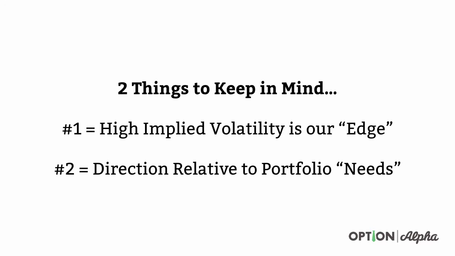Number two is that we have to keep in mind the direction relative to portfolio needs, which means that at the end of the day, as we proved before in videos, you can make a trade in any direction with options and have the same probability of success and have relatively the same premium or profit potential based on risk in any direction, bullish, bearish, or neutral.